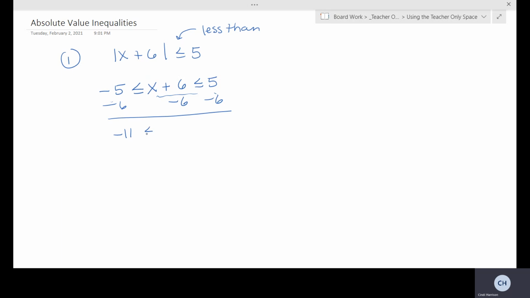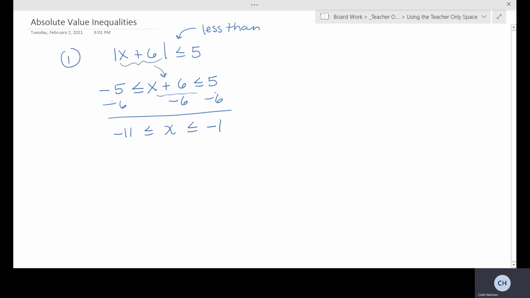And I get negative 11 and then negative 1. So x is greater than or equal to negative 11 and less than or equal to negative 1. So again, whatever's inside the absolute value, you bring down, and that becomes the middle of a compound inequality. So you see that our original inequality, we just bring down without the absolute value, and then tack on this greater than or equal to negative 5. And notice that these two symbols have to be the same, or face the same direction, I should say.